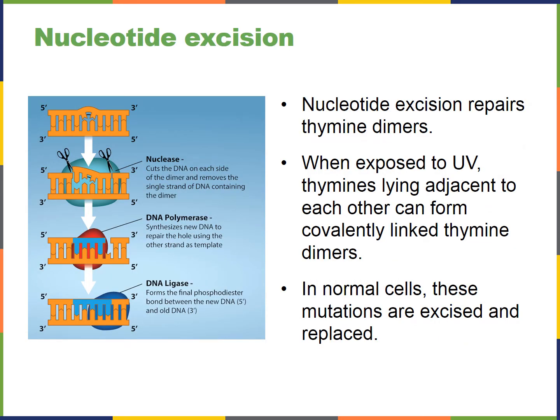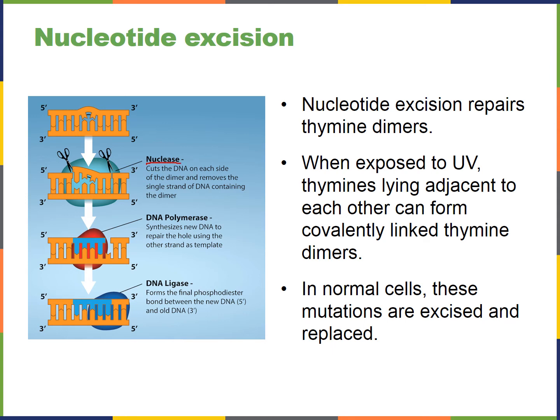So nucleotide excision is responsible for repairing thymine dimers. Sometimes when exposed to ultraviolet radiation or ultraviolet light, thymines lying adjacent to each other can form covalently linked thymine dimers. In normal cells, these mutations are excised and replaced. And the schematic on the left-hand side shows you the process of the replacement.